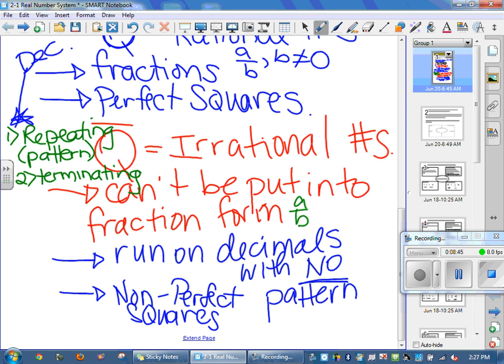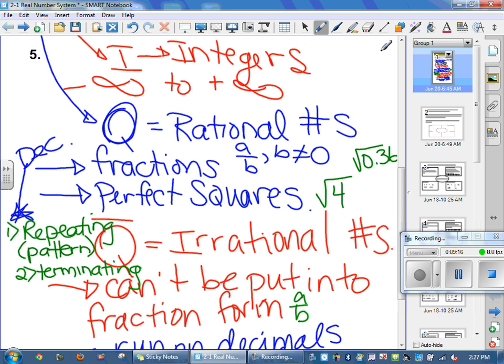Okay, so there's three different kinds of decimal numbers: run-ons with no pattern, repeating with a pattern, or ending. Those are the kinds of decimals we deal with. The irrationals can't be put into fraction form, and they're the run-on ones. They're the non-perfect squares. So in the rationals, I would find root 4. That gives me an answer. Root 0.36 also gives me an answer, same as root 4, as an exact decimal answer.